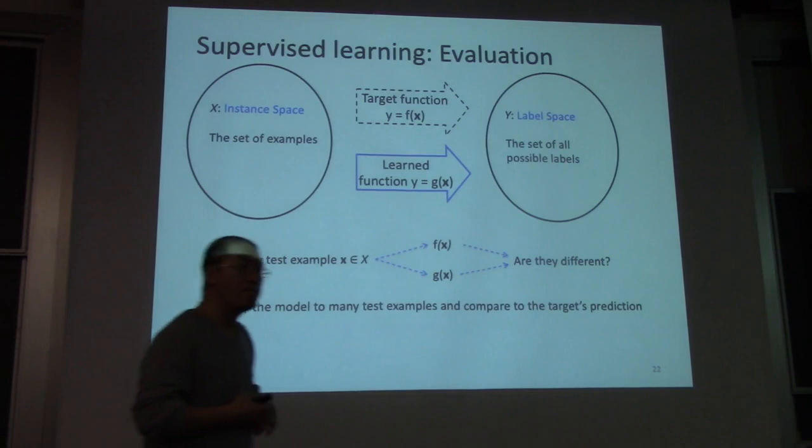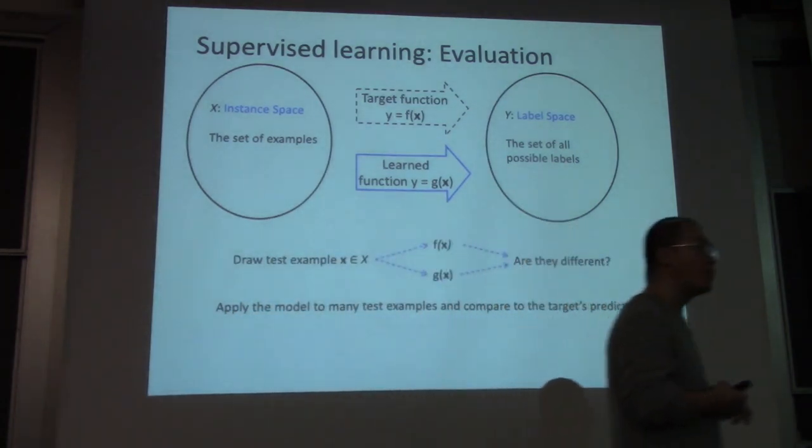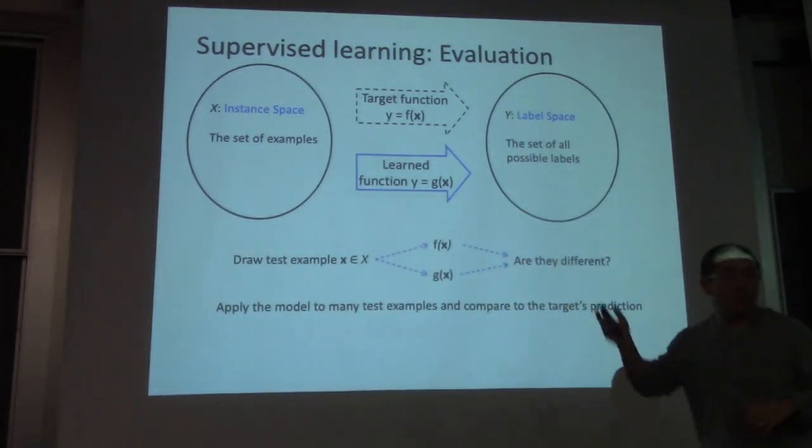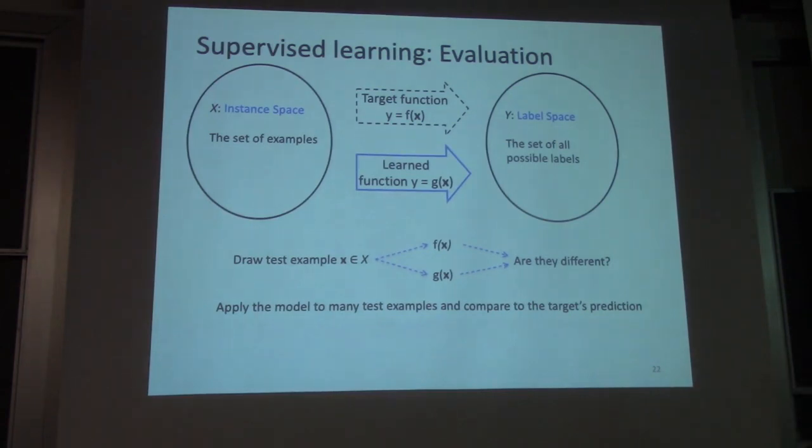Does a test example add a new instance to the instance space? No. The instance space is fixed. The test examples are just a subset of instances sampled from the instance space. Of course, the training instances are also sampled from the instance space, but you must be sure they are not overlapping.